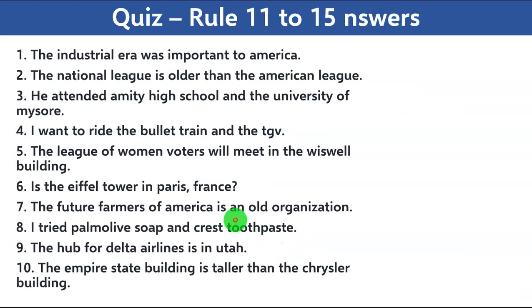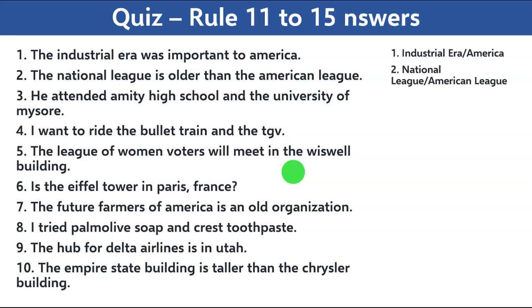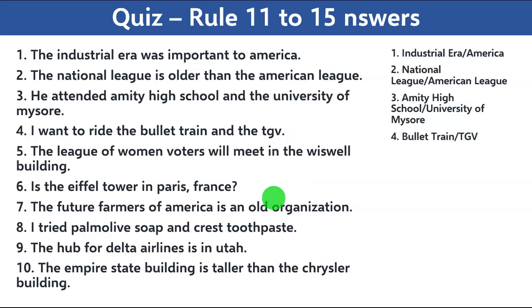All right, let us look at the answers. Number 1, industrial era and America. The industrial era was important to America. Number 2, National League and American League. Number 3, what do you think number 3 is? Amity High School and University of Mysore. Number 4, the bullet train and TGV. TGV is that fast train which goes from France to London and also within Europe.